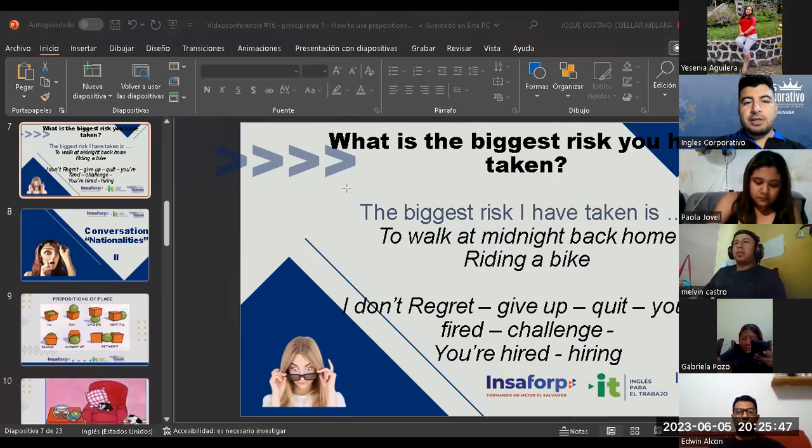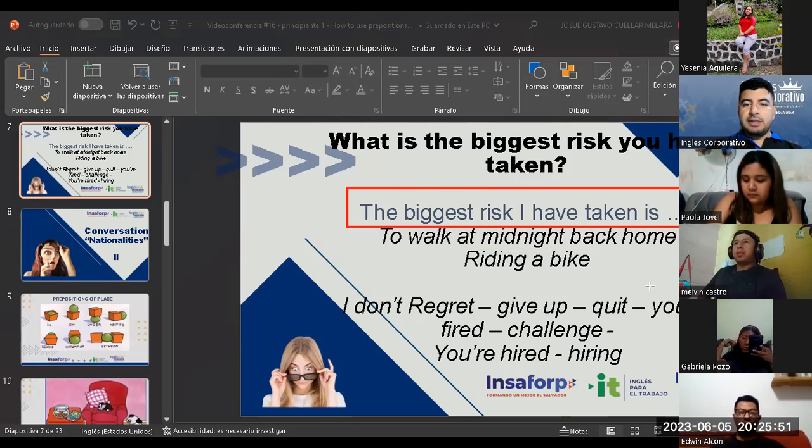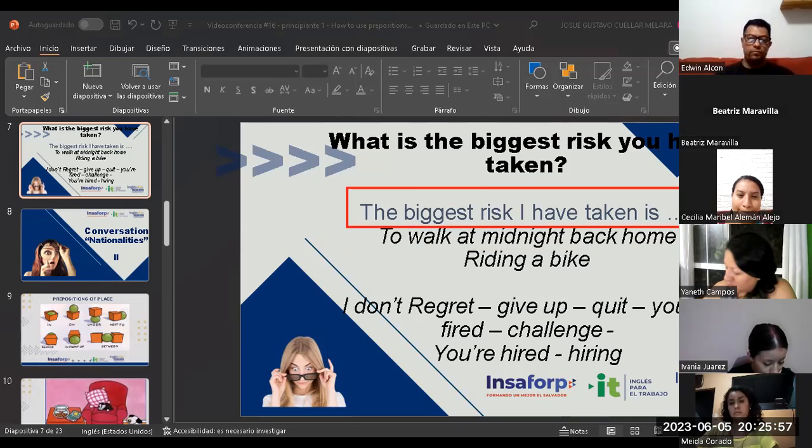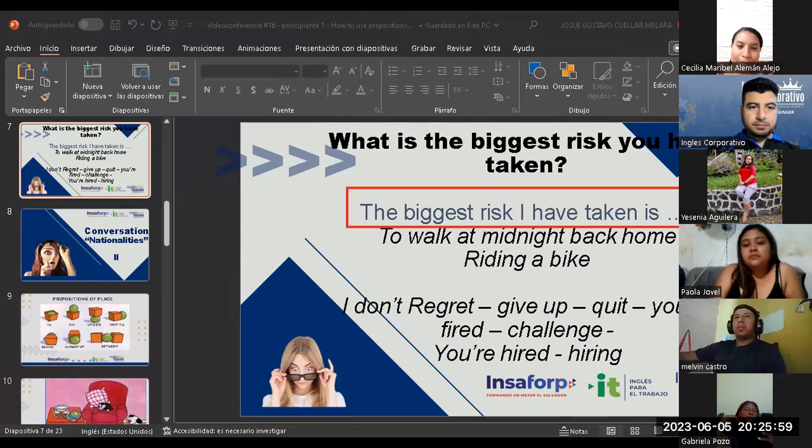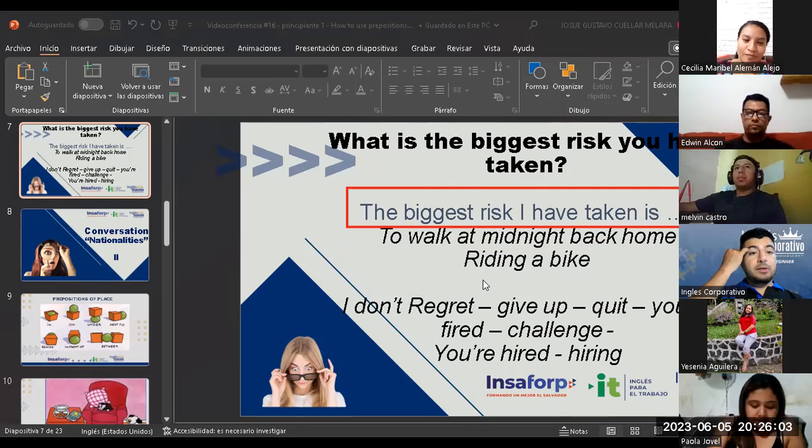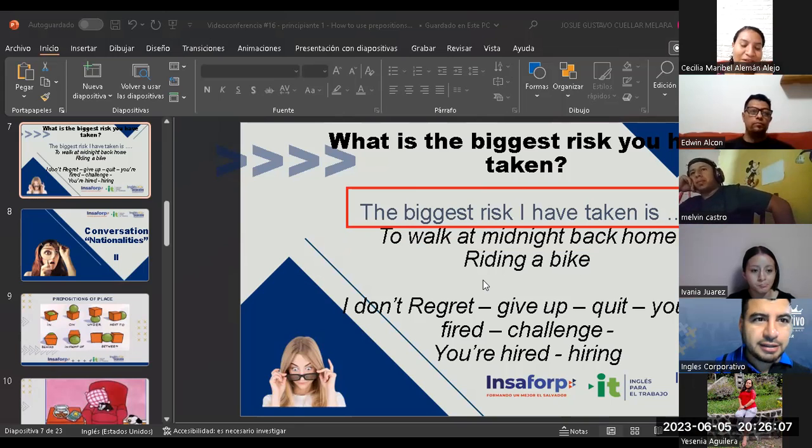And what about here? Do you have some volunteers? Let me see. I'm going to select this time. Ceci, very nice. And then we go with Bea. Okay, wow, the nice, big, nice. ¿Cuánto se arriesga la gente?